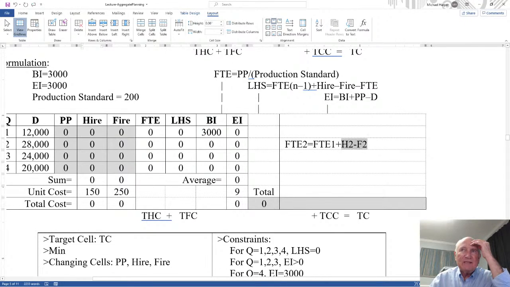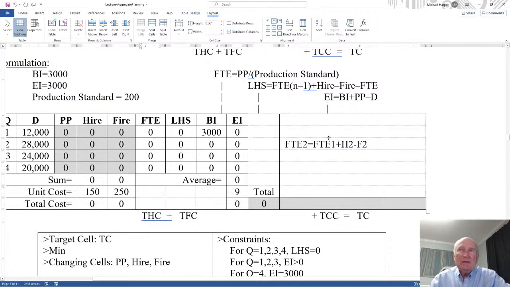So only one of these has to be 0. I'm not going to hire and fire at the same time. For example, suppose this was 1 and this right here was 2. Then I'm going to hire 1, so 1 plus 1 is 2. And what if this was 2 and this was 1? Then I'm going to fire 1 because 2 minus 1 is 1. So this right here represents the FTE equation where you're connecting one quarter, one time interval, with another one.